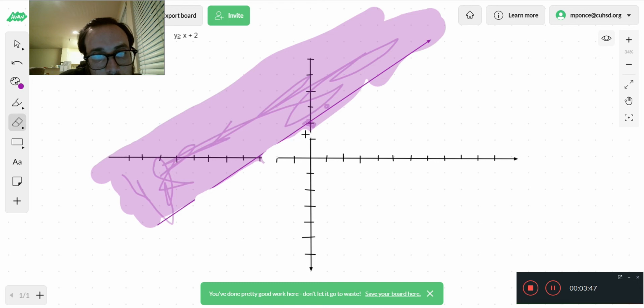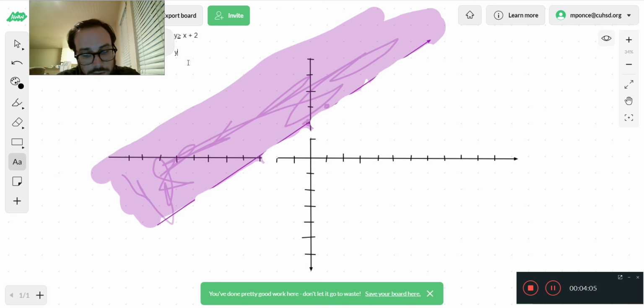Just so you get the point, it is not below the line, it is only on the line and above that we want. Okay, now to solve a system of equations, let's say that I had a second system.